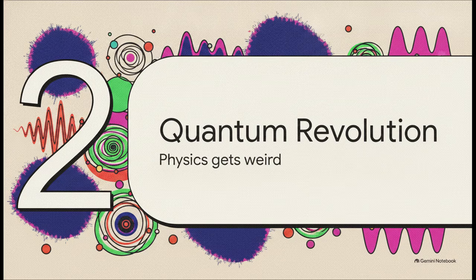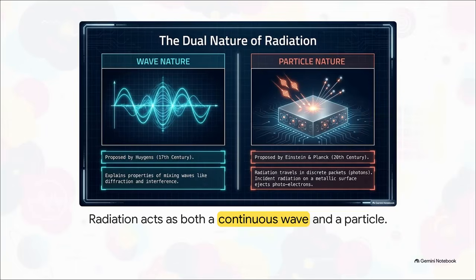Part 2. The Quantum Revolution. Here is where we see a massive scientific shift. For a really long time, we thought of energy purely as a continuous wave, something proposed way back by Huygens in the 17th century, where things like diffraction completely make sense. But by the 20th century, Einstein and Planck introduced the particle nature of radiation. Energy doesn't just flow continuously, it actually travels in discrete little packets called photons. This dual nature, acting as both a continuous wave and a discrete particle, is our gateway into quantum mechanics.